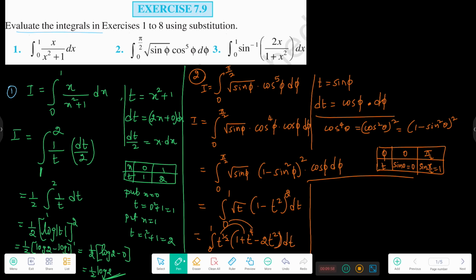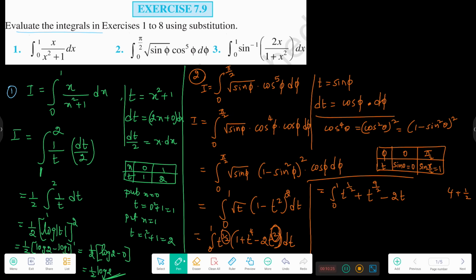Now take that and multiply inside. Take t power 1 by 2 and multiply inside. So integral 0 to 1, 1 into t power 1 by 2 becomes t power 1 divided by 2 plus 4 plus half. When you multiply that, it will be 9 by 2. So t power 9 divided by 2 minus 2 times t square we have.